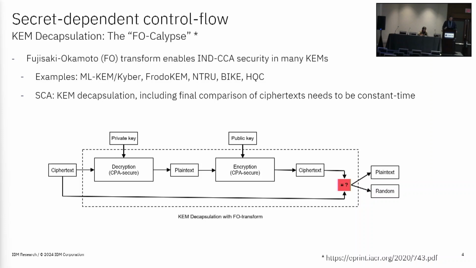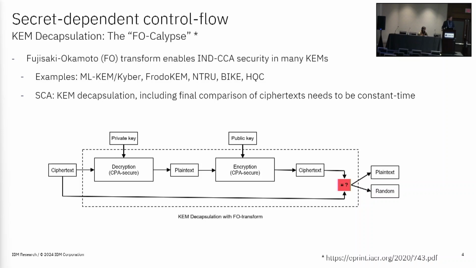And FO is a construction to convert a CPA secure scheme to a CCA secure scheme. And in a nutshell, it works like that. You have the ciphertext, you decrypt it under the private key, you get a plaintext. And rather than returning it right away, you re-encrypt the plaintext with the public key and get the ciphertext again, and you compare the ciphertext that you got with the original one. If they match, you can output the plaintext, and otherwise you get some random message. So, I mean, this has to be side channel protected.